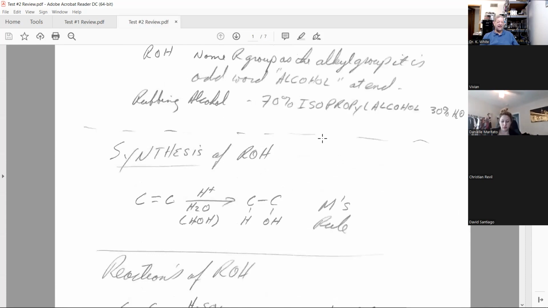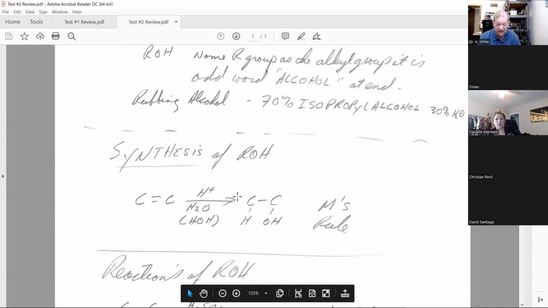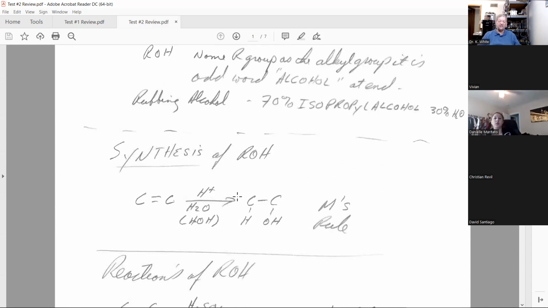Now, how do you make an alcohol? Well, you've already seen this reaction. Double bond, acid and water. You break the pi bond, one carbon gets H, the other gets the OH from water, and it follows Markovnikov's rule.